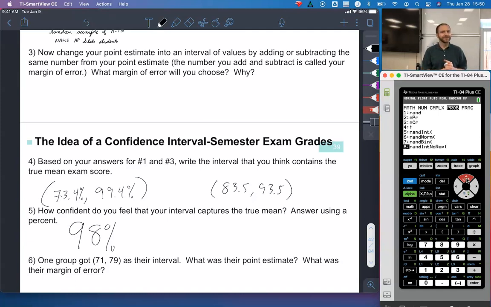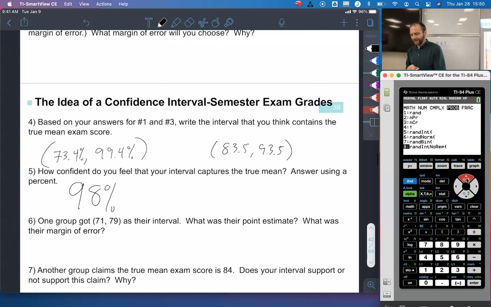I'm not sure I'm going to capture. I'm only giving myself a 10 percentage point chance of capturing. Yeah, I don't like that. So maybe I'm only about 90% confident here because my net's smaller. So one group said 71 and 79 is their interval. They think the mean falls in there.